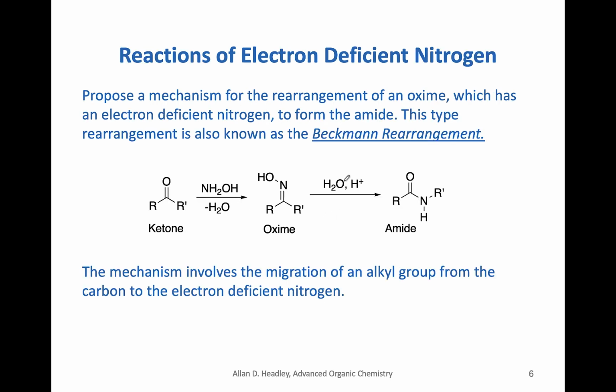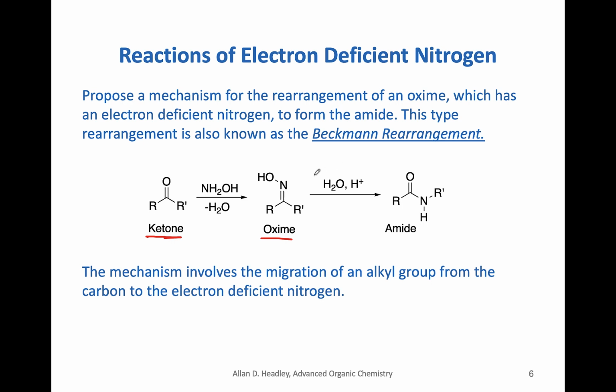Let's look at reactions now of electron deficient nitrogen and of course oxygen. So let's look here. We have a ketone. We react a ketone with hydroxylamine. We can get the oxime here. So that's how this oxime is made.